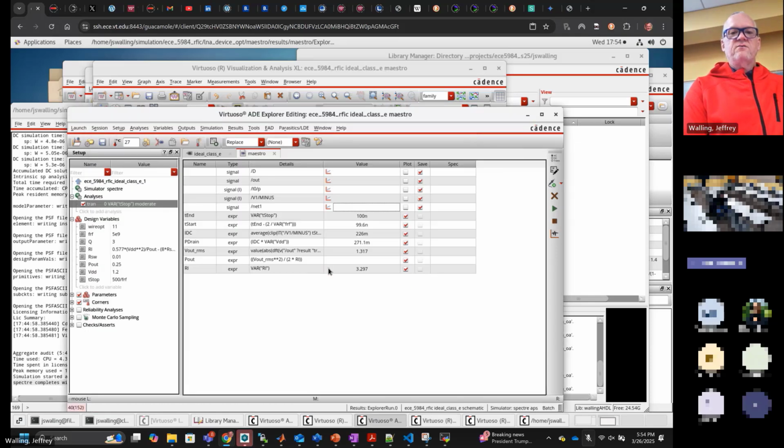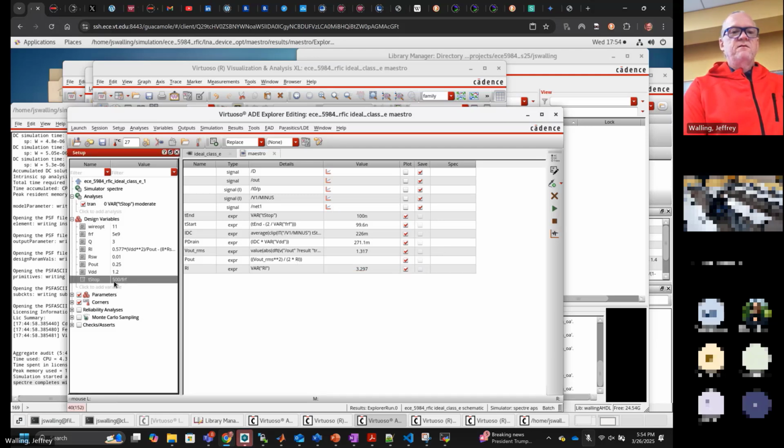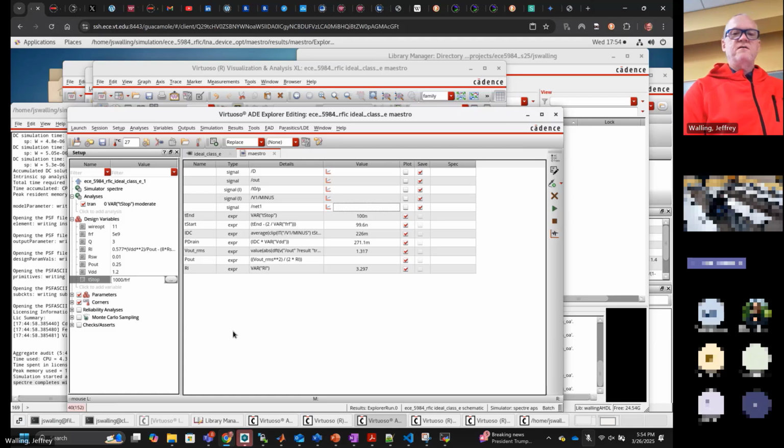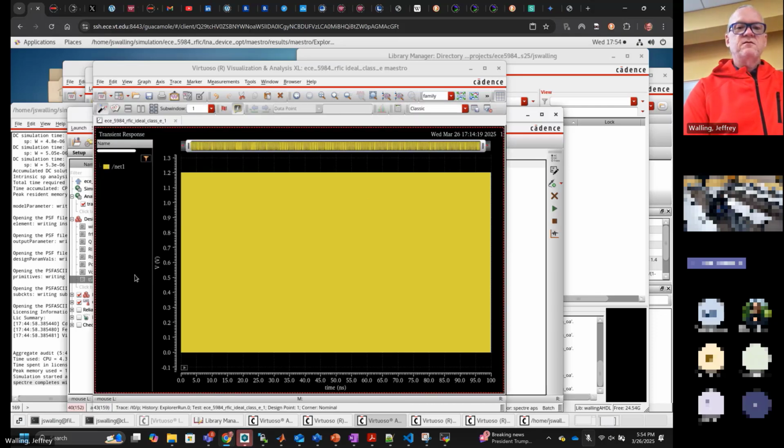Now, I go through and write some equations in order to figure out what the output power is. Let's run this again for a longer period of time. And while I'm at it, also teach some good habits.